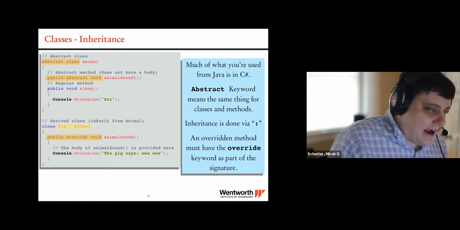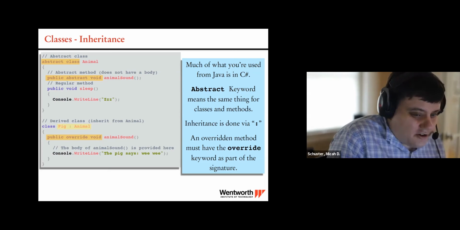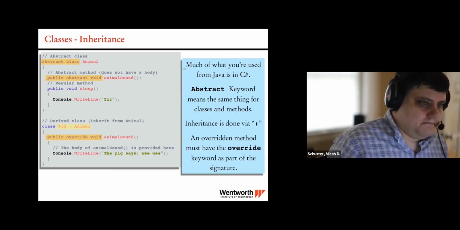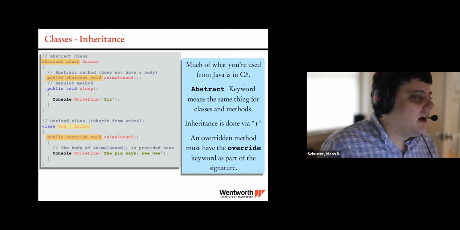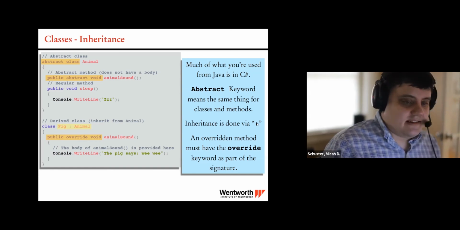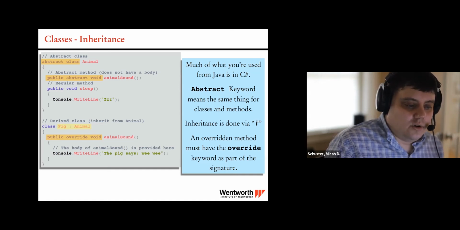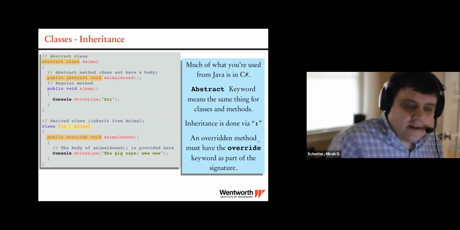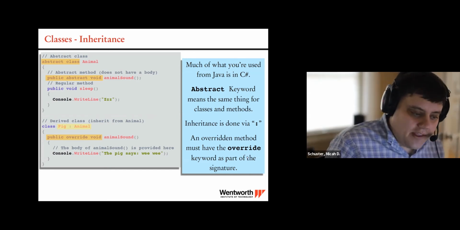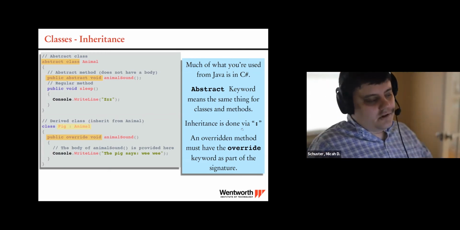All right, inheritance is probably one of the most different things in terms of syntax. The concepts are the same. There's an abstract keyword, of course, that you use. It means the same thing that you're used to in Java. Inheritance, however, is done via a colon. So there's no extends or implements or any of that. Overridden methods must have the override keyword as part of their signature. So those are some big differences.